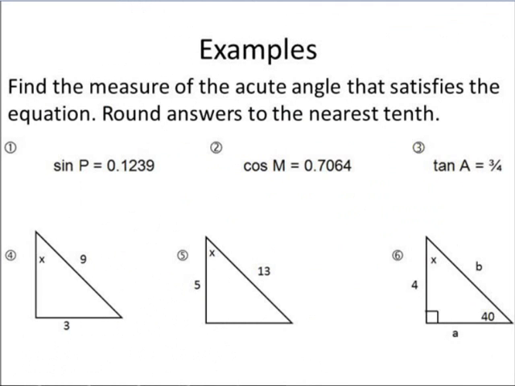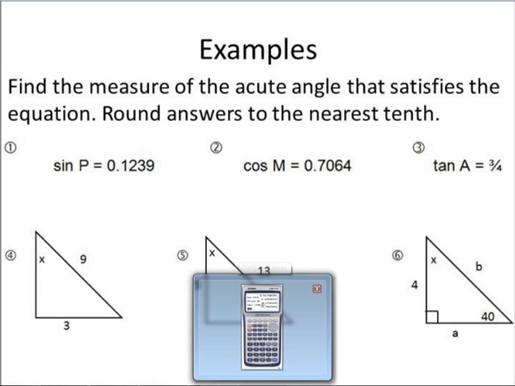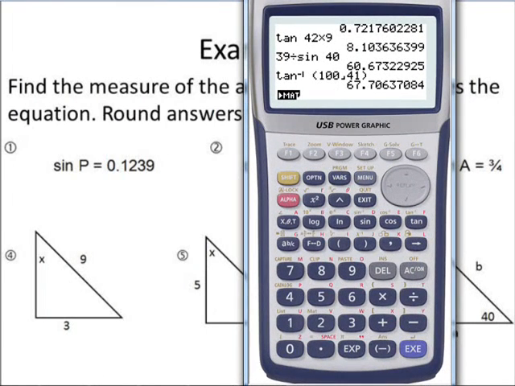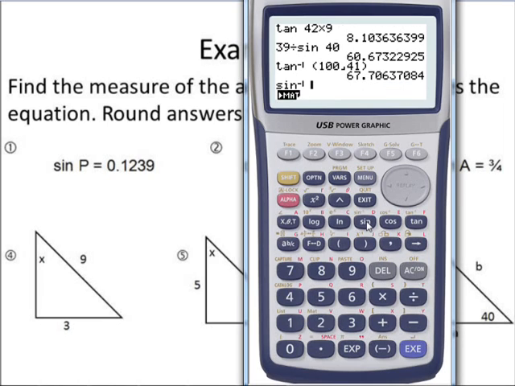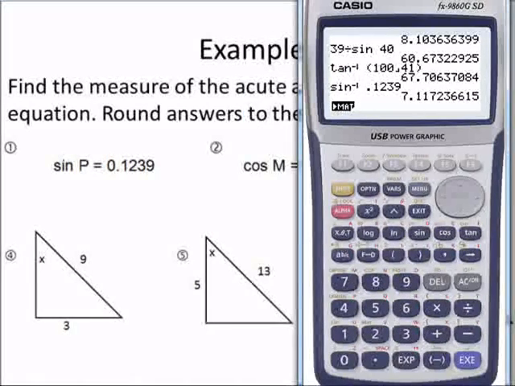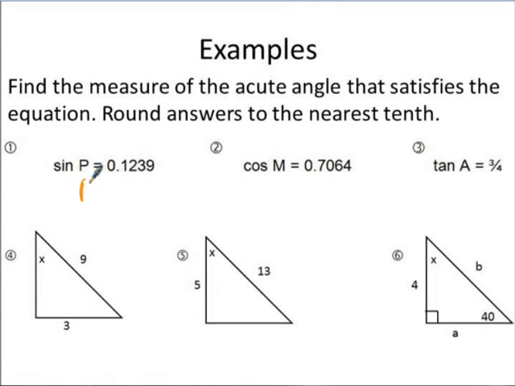Okay? Let's take a look at one more, and then you'll do these other ones on your own. This one, for number 1, they told us the sine of P is 0.1239. So capital P, we're looking for the angle. So I hit shift, sine. Then I just put in 0.1239. Enter. The answer is, where do we want to round? To the nearest tenth, 7.1 degrees.